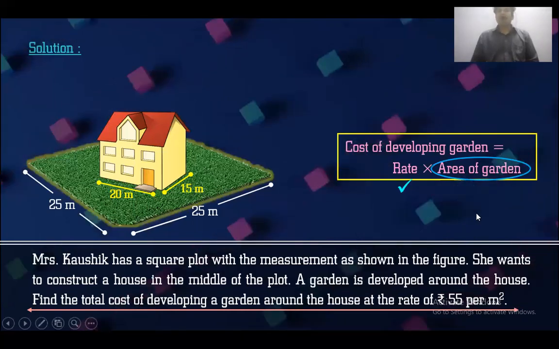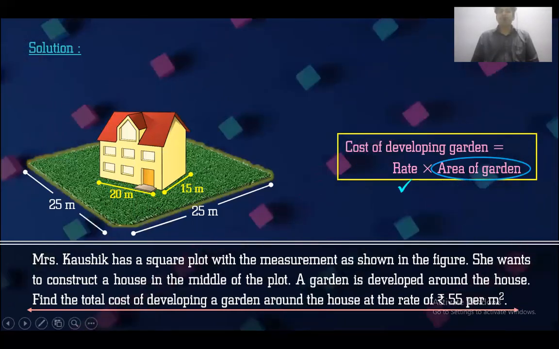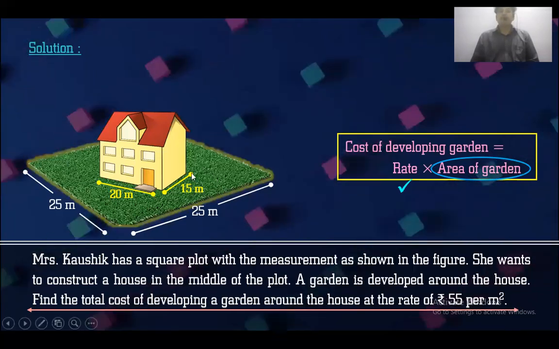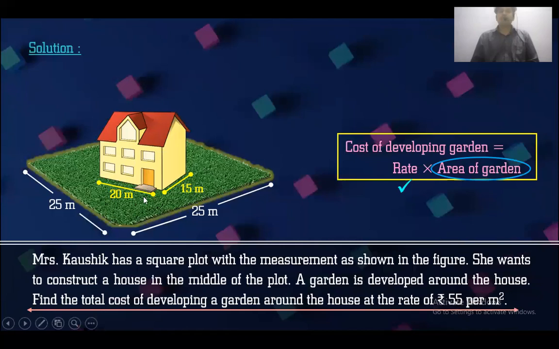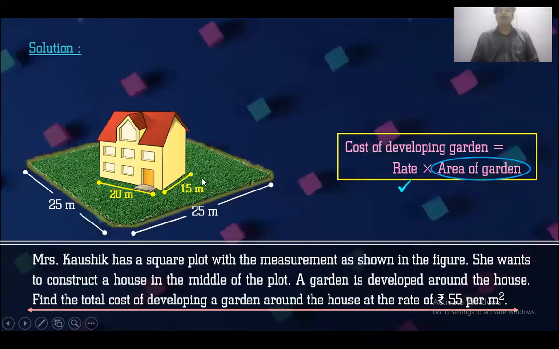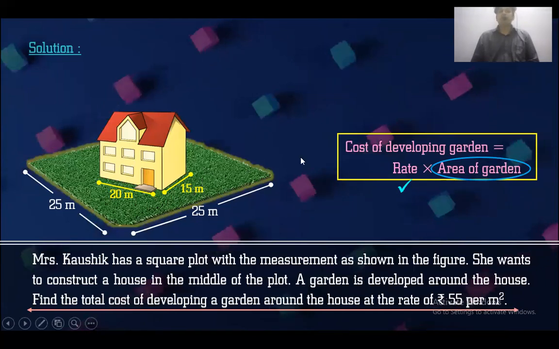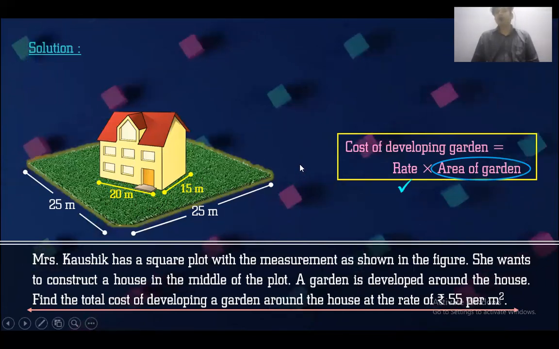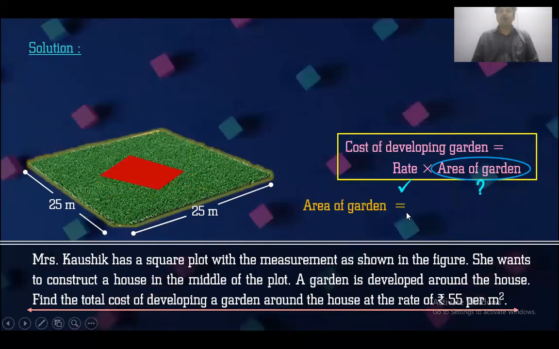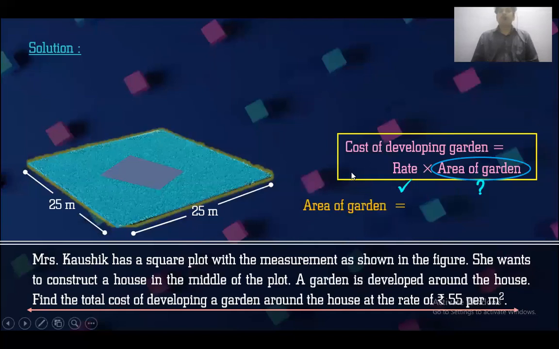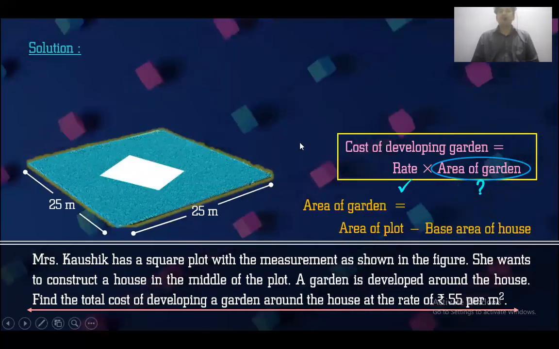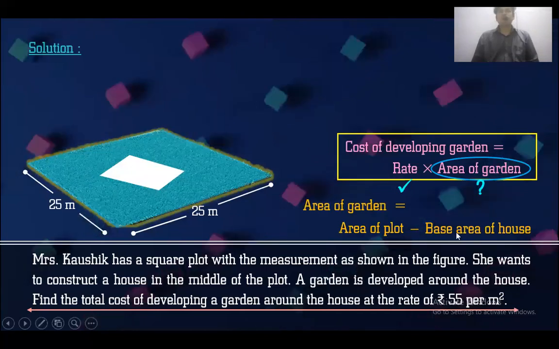Because the dimensions, the two shapes which are given, one is a square, which is the entire plot of 25 meter side, and the other is given for constructing the house, which is a rectangle of size 20 meter length and 15 meter breadth, and the remaining area will be a garden. So can anyone tell me how to find the area of garden? Great. Obviously, the area of garden is equal to the area of plot, that means the entire square plot, minus the area used for constructing the house. So you can call it the base area of house.